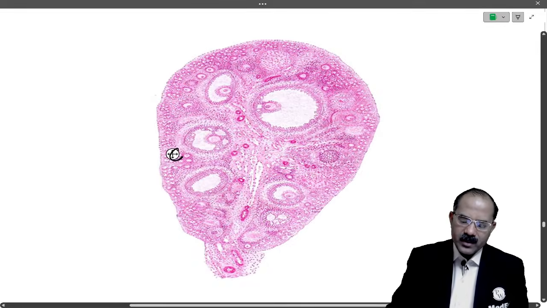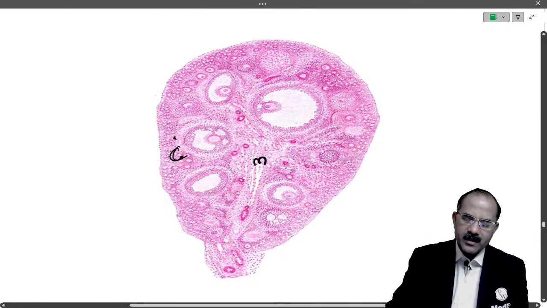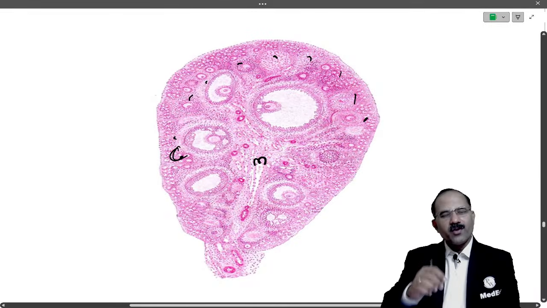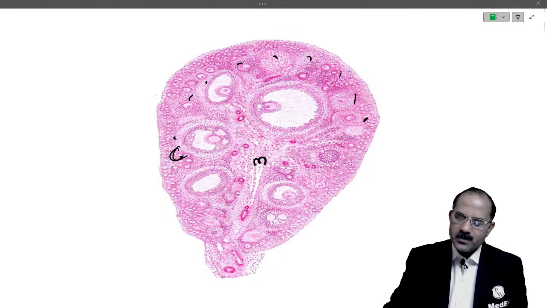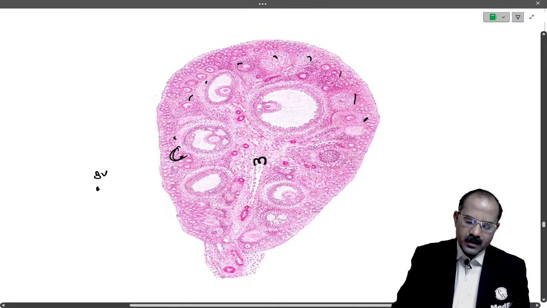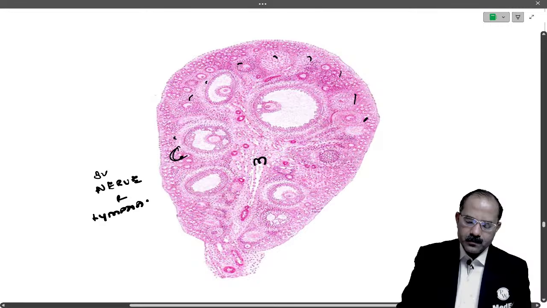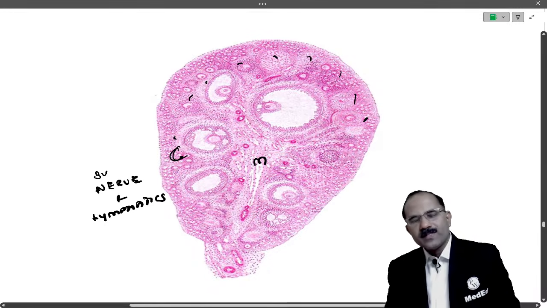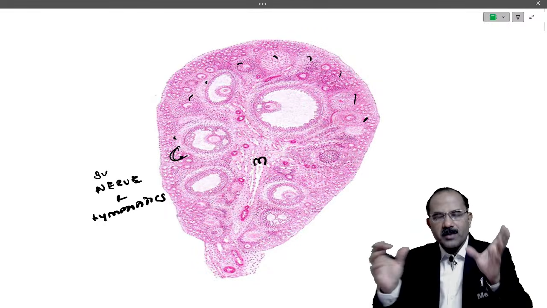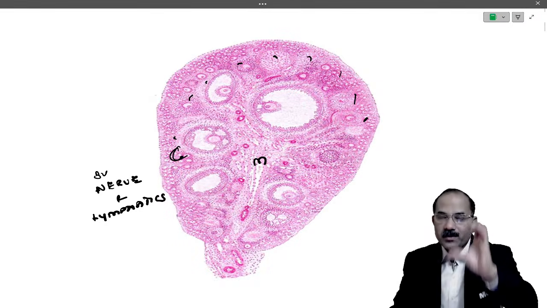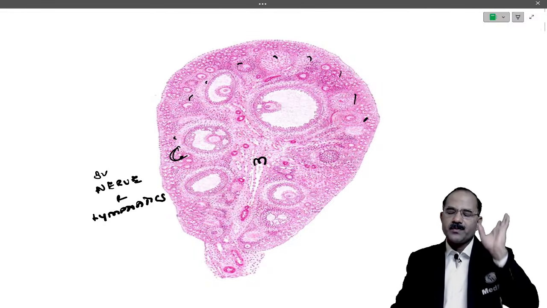So this is the cortex, that's the medulla. The cortex contains different stages of developing follicles. The medulla contains blood vessels, nerves, and lymphatics. So that's present in the medulla. The cortex contains different stages of developing follicles. You might see a developed Graafian follicle also, right?